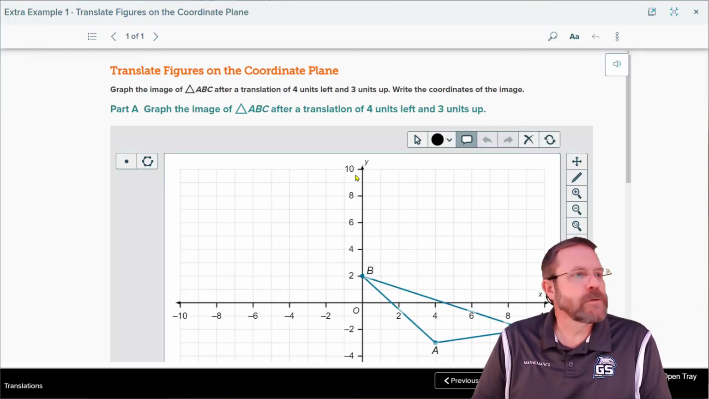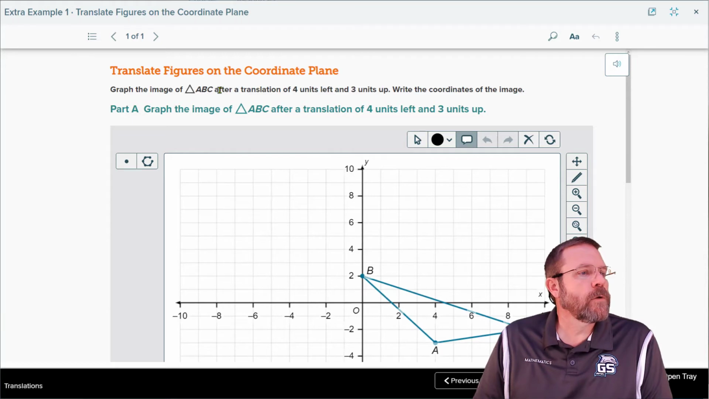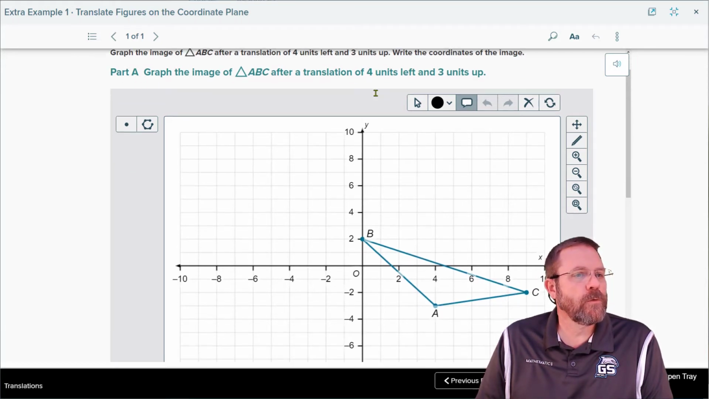Okay, the instructions say that we're going to move or translate our figure 4 units to the left and 3 units up. So my first point is going to be point B, which we'll do in red, and I'm going to go 1, 2, 3, 4 units left, 1, 2, 3 units up, and let's try that again. So we're going to go 1, 2, 3, 4 left, 1, 2, 3 up.